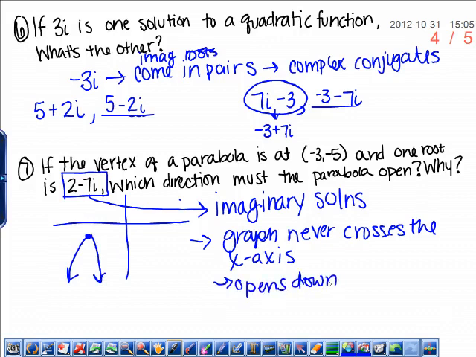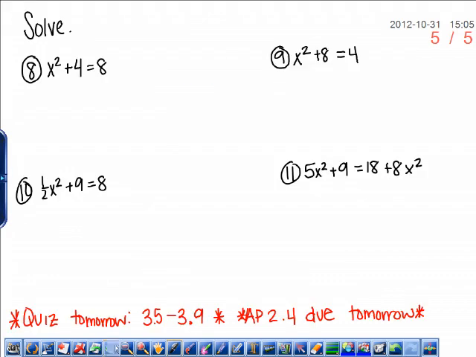What if I told you that it had one root that was 22? It would have to open up. Okay? Have to open up. All right. Please work 8 and 9 on your own, quickly.